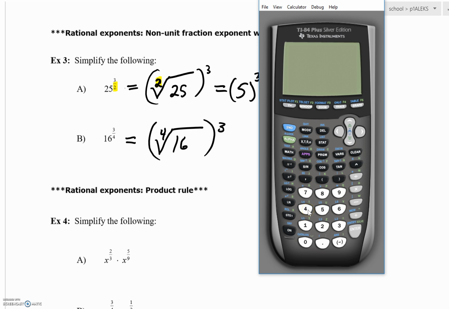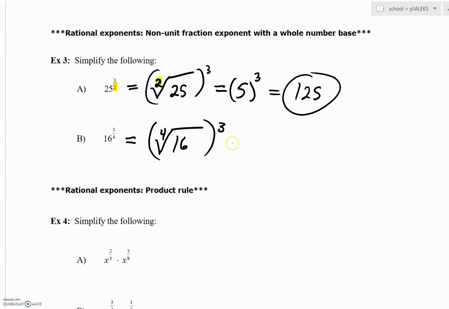When you have to do higher roots, start with the index. This is a 4th root, so we can type a 4. Then what we're going to do is hit math, and we're going to come down to the x root. And when you hit enter, you'll get the 4th root, and then very quickly you could figure out that that's a 2. The 4th root of 16 is a 2.